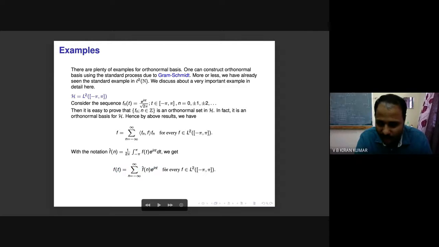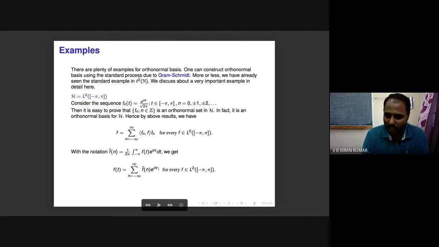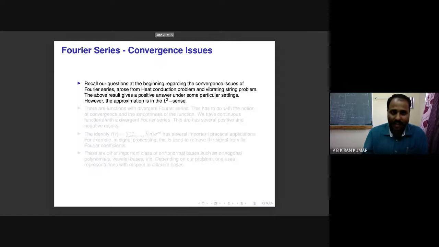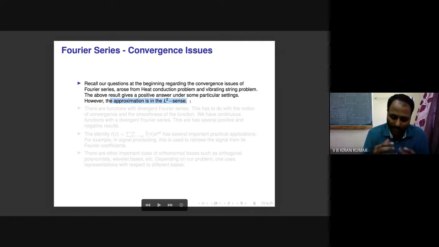So this gives you an affirmative answer to the convergence issues of Fourier series within the limitation of L2. This convergence does not tell you that you have pointwise convergence. It will not guarantee any uniform convergence or anything. It only tells you that you have the Fourier series convergence with respect to the L2 norm, provided f is also in L2. So this gives you one affirmative answer. This is what the approximation is in the L2 sense. That is very much important.